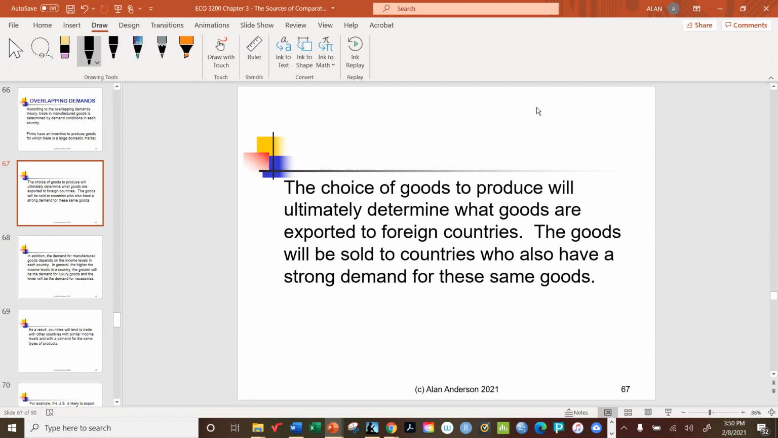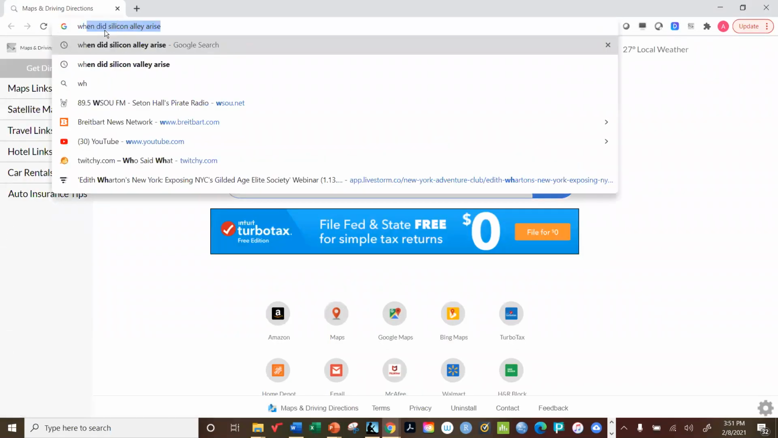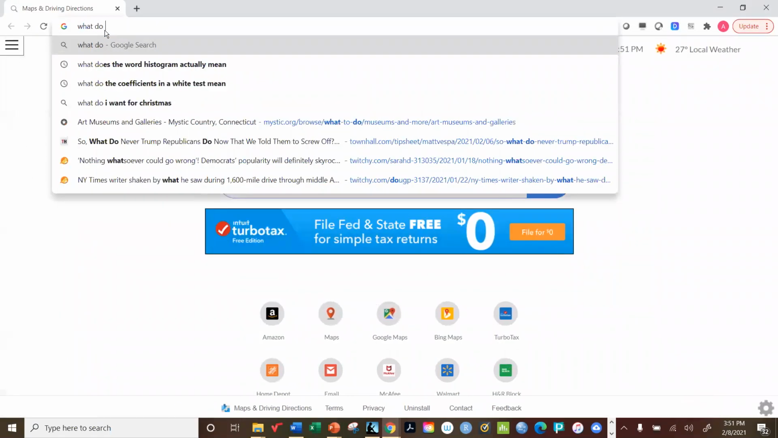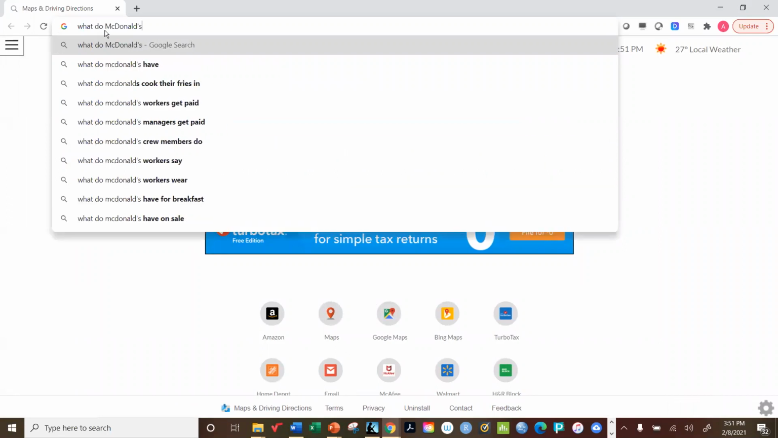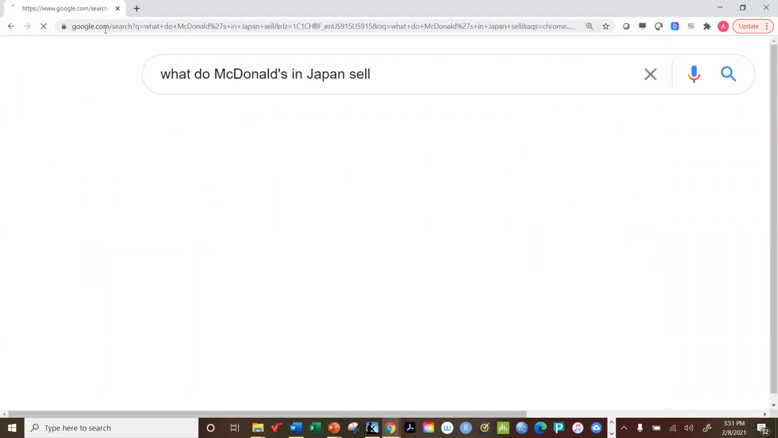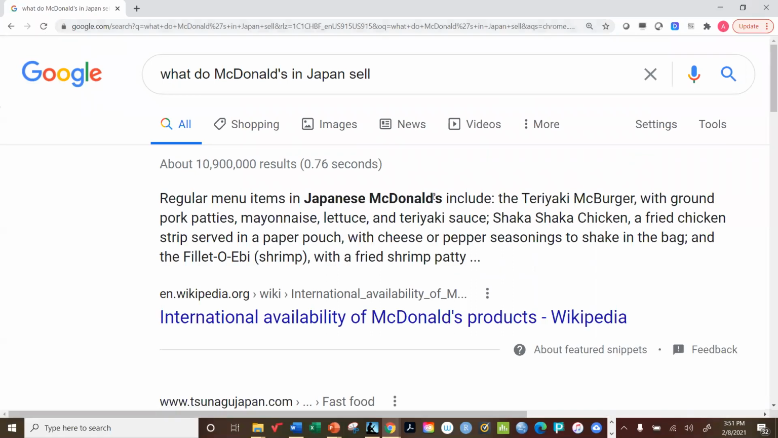Like, for example, there are McDonald's in Japan, but they tend to offer very different products than what you'll get here. In fact, I was looking this up one day. Let's just check this out for a second. All right. Regular items in Japanese McDonald's include the teriyaki McBurger. Have you ever seen that in the United States? No. Why not? Because nobody would want it. That's the bottom line.